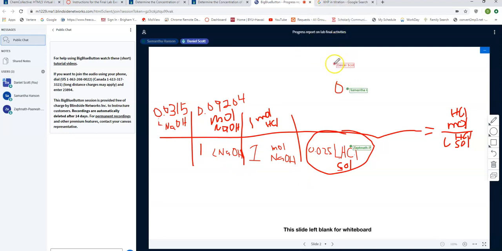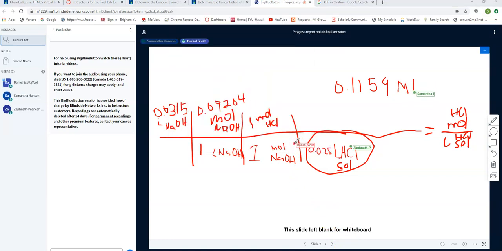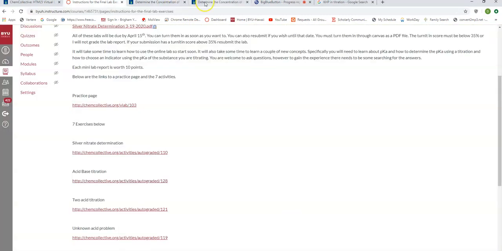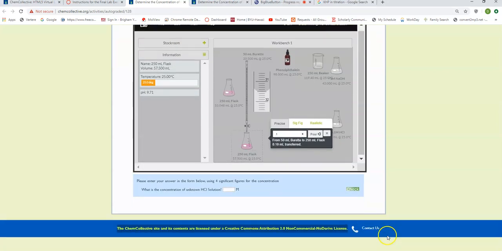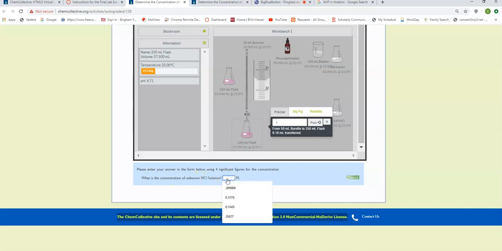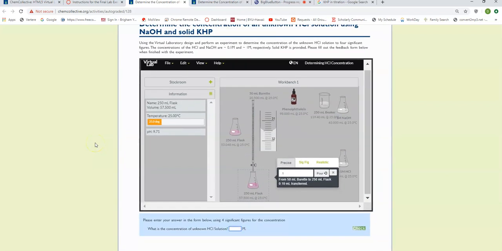0.1159. So that's the molarity of our HCl apparently, huh? Yes. Okay, so let's go over to our answer here and see if we're right. So down here, what's the concentration of the HCl solution? It says 4 significant figures? I thought it was just 3. This one's 4, so it's 0.1159. Is that what we said?